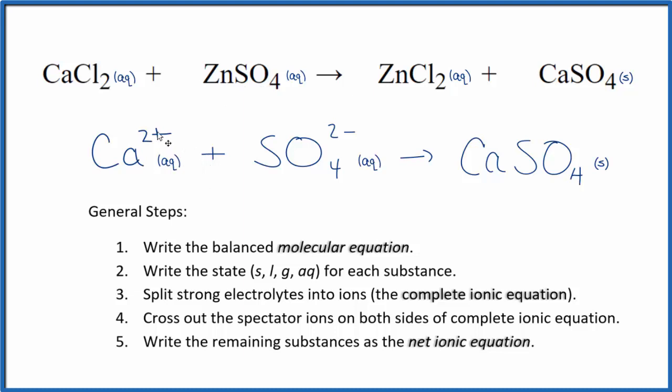You note that charge is conserved. We have a 2 plus here and a 2 minus. So this all adds up to 0. Net charge of 0 over here. It's neutral, so net charge of 0. Charge is conserved, and if you count the atoms up, they're balanced as well.